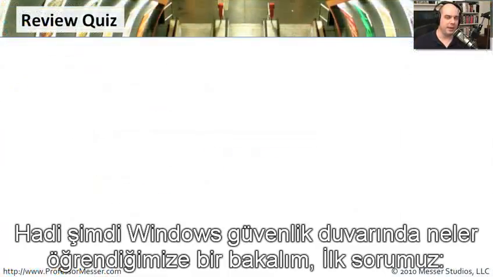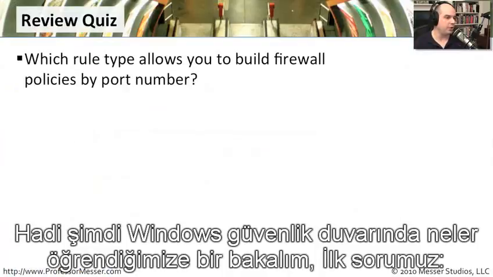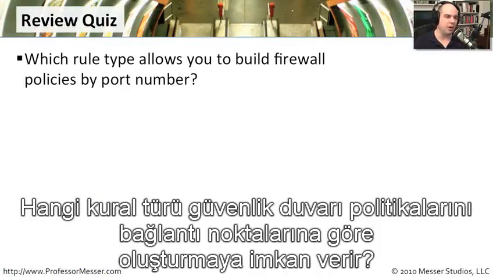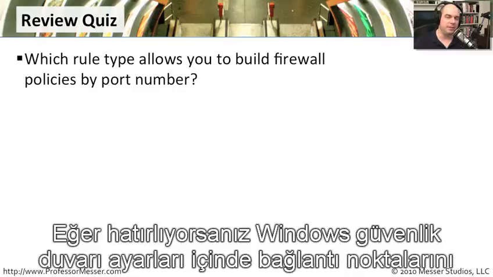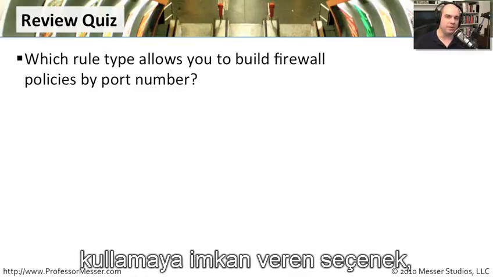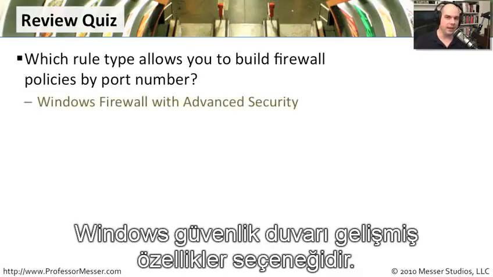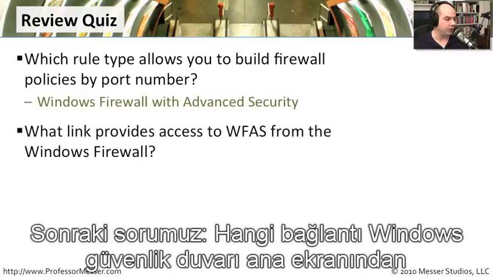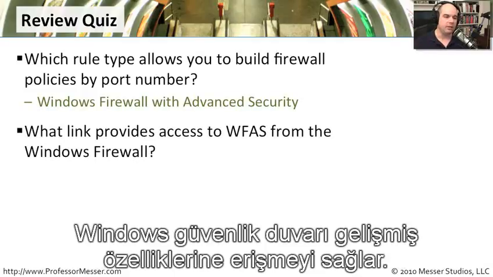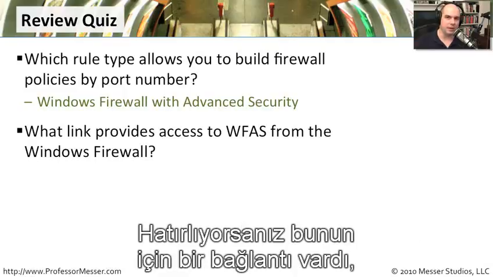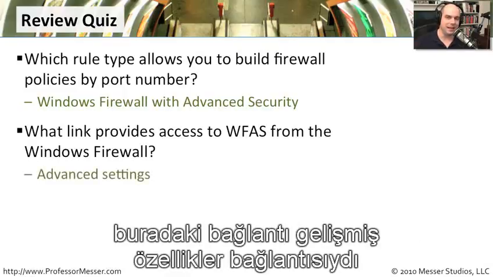Let's see what we've learned about our Windows firewall. Our first question: which rule type allows you to build firewall policies by port number? If you recall, there was one specific kind of Windows firewall that allowed us to use port number as one of those options in a firewall rule, and that was the Windows Firewall with Advanced Security. The next question: what link provides access to Windows Firewall with Advanced Security from the Windows Firewall main screen? If you recall, there was a link there, and that link was the Advanced Settings link.